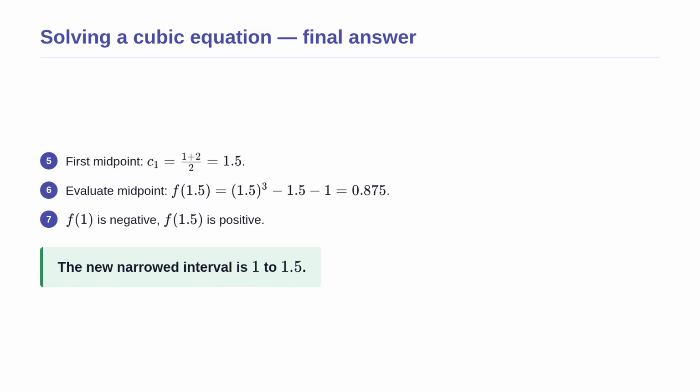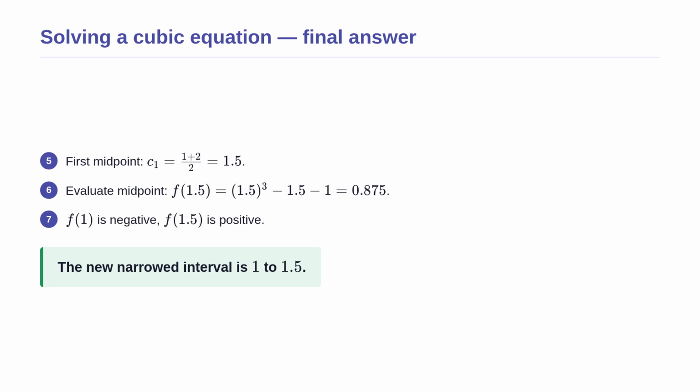Continuing with our cubic equation, we find the first midpoint by averaging our two boundaries, 1 and 2, which gives us 1.5. We now evaluate the cubic function at this specific midpoint. Plugging in 1.5 gives a positive result of 0.875.